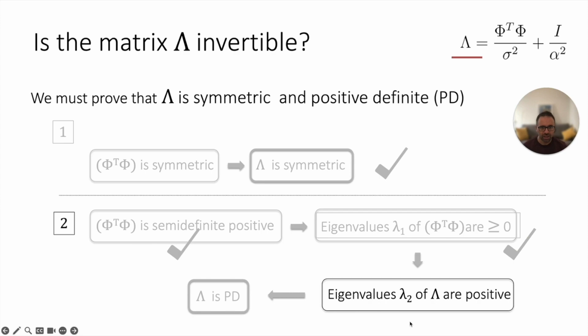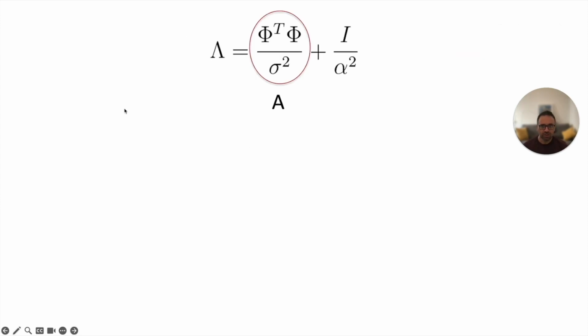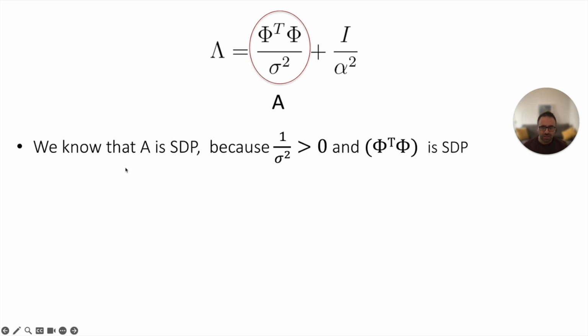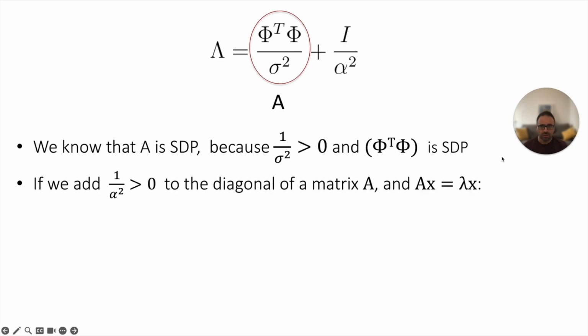How we prove that the eigenvalues of lambda are positive. First, let's call this matrix A. The first thing we can note here is that we know that A is semi-definite positive, because here we're just dividing by a positive term. And since this is already SDP, we are not changing that property in the matrix by dividing by sigma squared. The second thing we can note is we are adding this term to the diagonal. And we know that 1 divided by alpha squared is greater than 0.